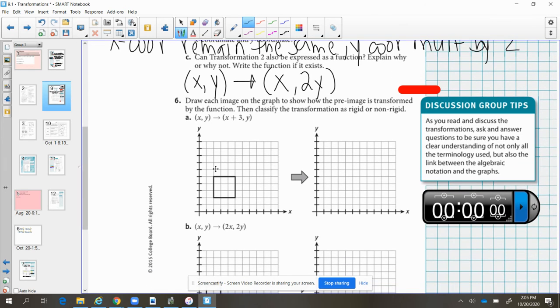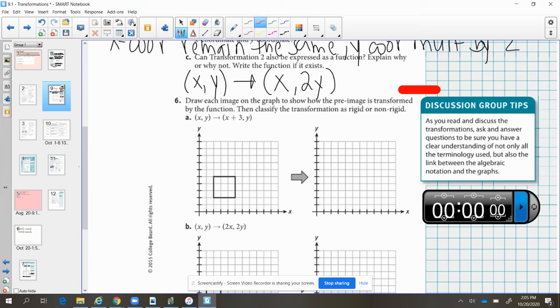So now we want to be able to take a picture and draw the image based on the function rule. So look at this first function rule. And what do you notice about this function rule each time? Well, hopefully you're noticing that your y value is going to actually stay the same, but your x value is going to add 3 to it.